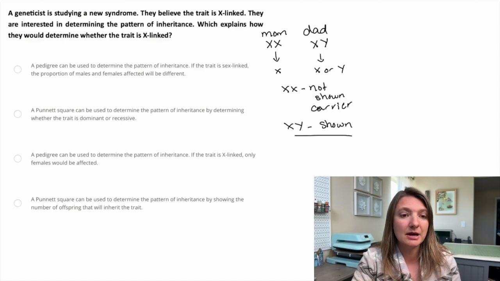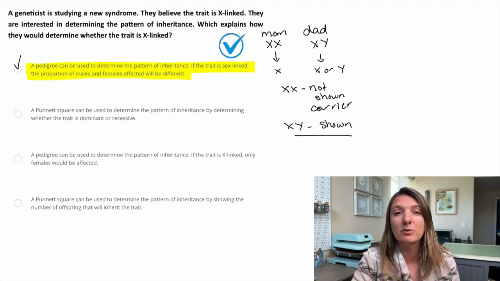A: a pedigree can be used to determine the pattern of inheritance. If the trait is sex-linked, the proportion of males and females affected will be different. That is going to be our correct answer, because we are seeing that a little bit more men show the trait than women. But let's look at the other options. B: a Punnett square can be used to determine the pattern of inheritance by determining whether the trait is dominant or recessive. This is just looking at one specific set of parents, and we need to see that pattern of inheritance. So that's not our answer.